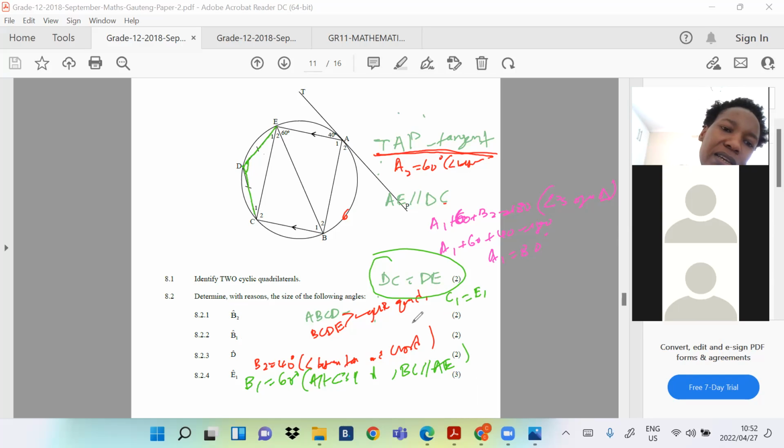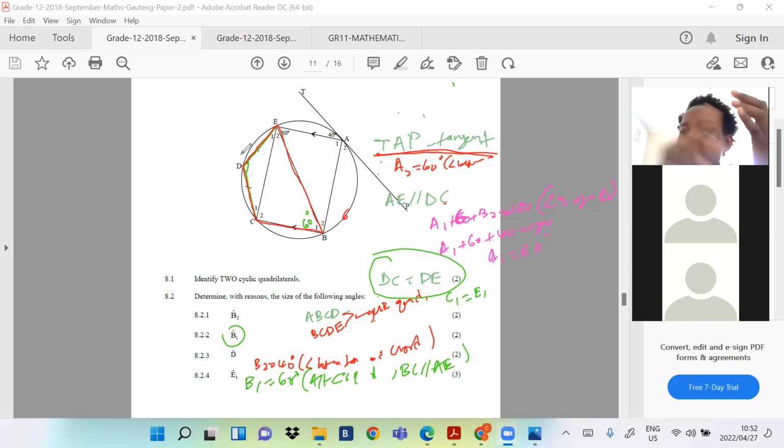What else did we say? We just calculated B1, it's 60. Then we said this is a cyclic quad. And what did we say about cyclic quad? Exterior angle of a cyclic quad is equal to interior, but do we have exterior? We don't have, right? Remember, exterior needs to be a line extending from the quad itself. We don't have any line of this quad extending, so we can't use exterior.